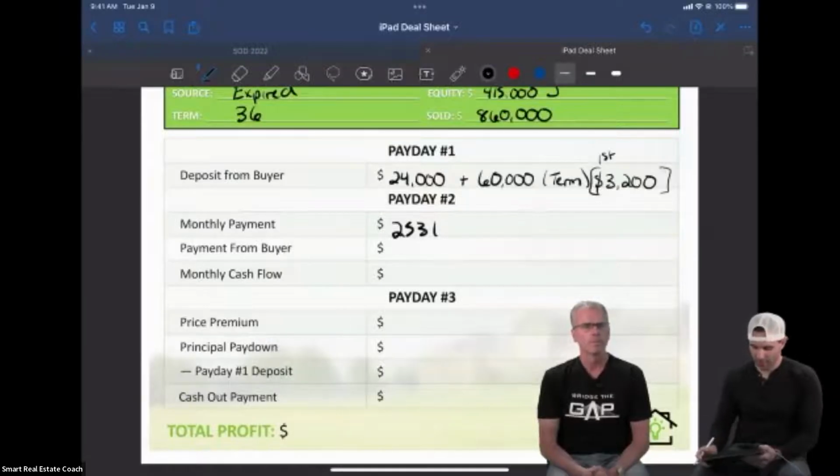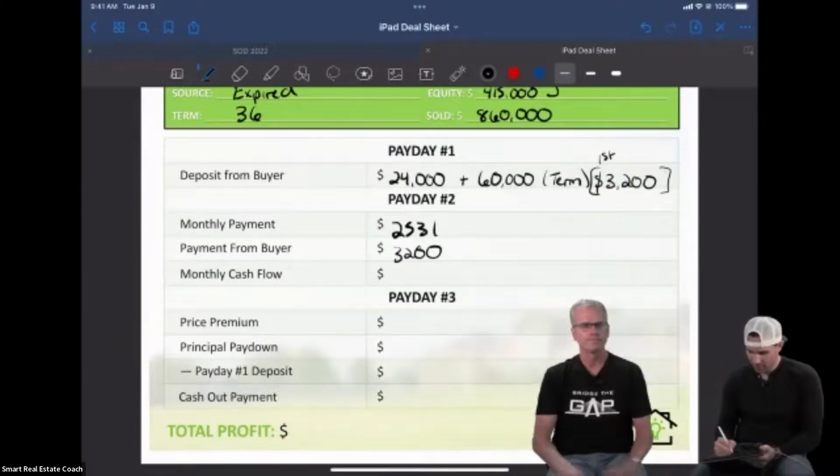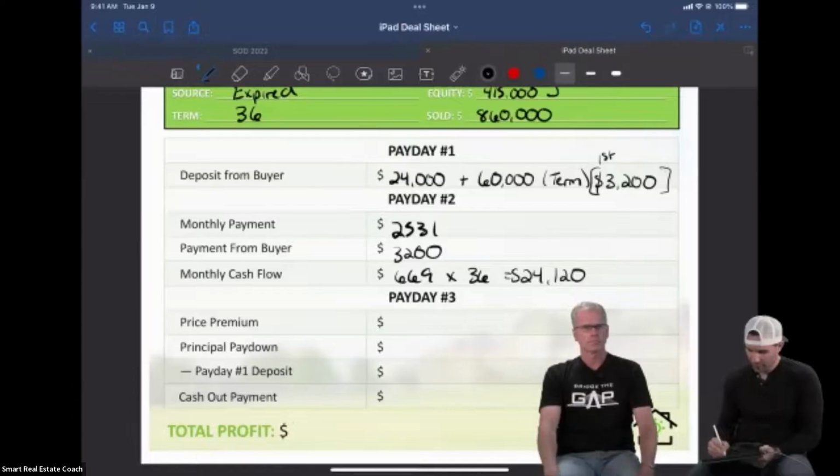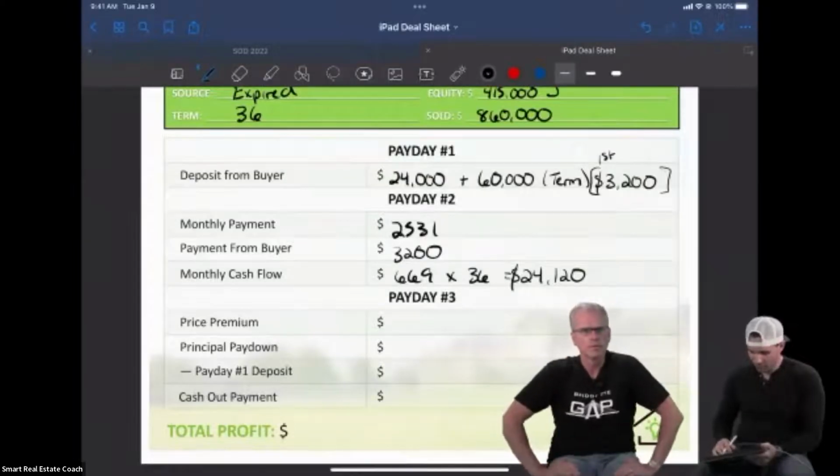Yes, Michelle. Michelle asked the question if it includes taxes and insurance. Yes, it is PITI. We'll dive into the principal here when we get down to payday 3. Payment from your buyer, 3,200. Okay, so what's the cash flow? 669. All right, go full term. What do we have? 24,120. $24,000 in cash flow for the full term.